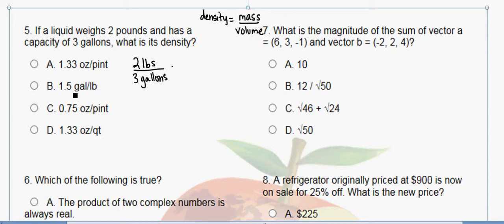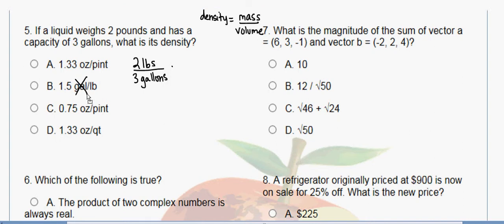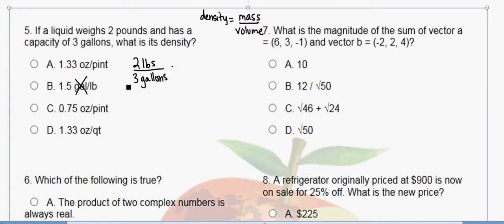Well, this one right here is a choice that we can eliminate already because they're dividing the other way around. If we took the volume, 3 gallons, and divided by the mass, 2 pounds, we would get 3 over 2, or 1.5 gallons per pound. So this is just checking that you know the formula. So it's not that one. And the rest of them have ounces and pints or quarts left.